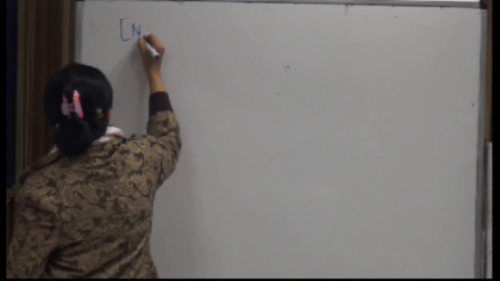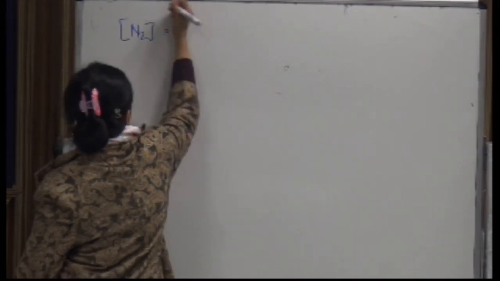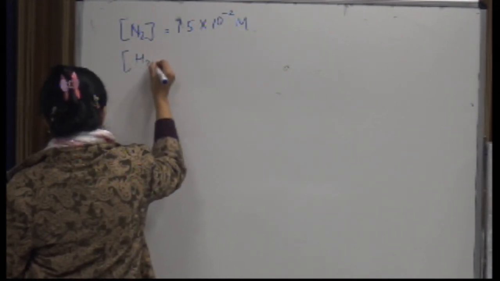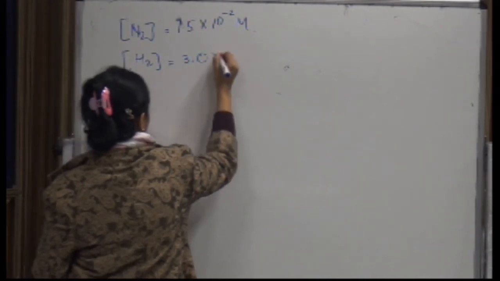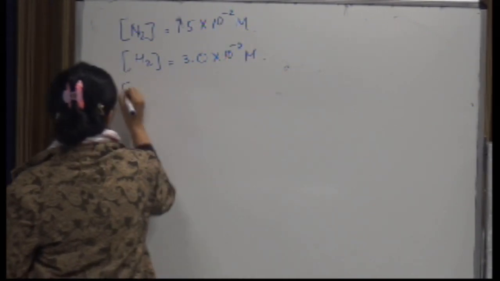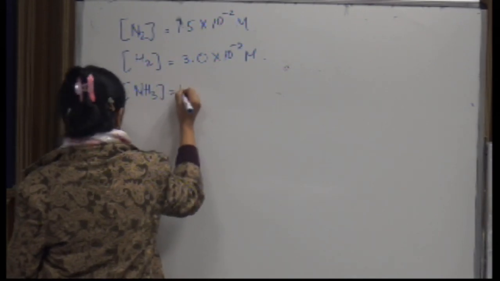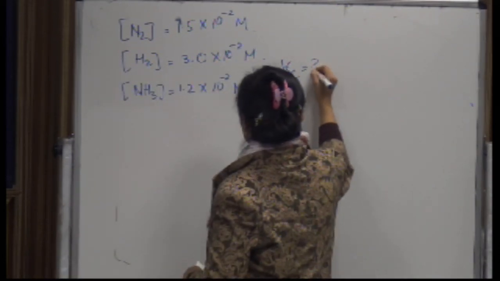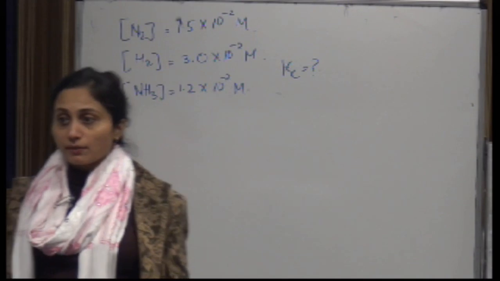For the formation of ammonia from N2 and H2, where the concentration of N2 is given as 1.5 into 10 to the power minus 2 molar, concentration of H2 is given as 3.0 into 10 to the power minus 2 molar, and concentration of ammonia is given as 1.2 into 10 to the power minus 2 molar. Find out the equilibrium constant Kc.